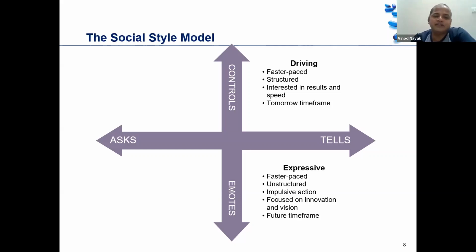Then the third one is the people who are more into asking and emotions. These people love to ask things, and if you talk to them, for example in your family atmosphere, whenever you're facing some issues, they'll say, don't worry, everything will be fine in one day. Don't worry, things will be taken care of.